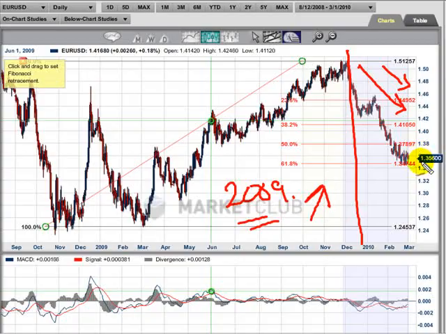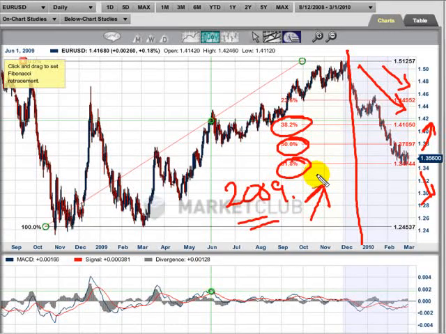So the question is now, do we continue going down, or does the market change, and do we see the market go higher, meaning the dollar going lower? And that's what we want to address today. We've drawn in our Fibonacci numbers, so you can see 38, 50, 61.8. I'm sure if you've been watching these videos before, you're very familiar with these numbers. And we are very close.